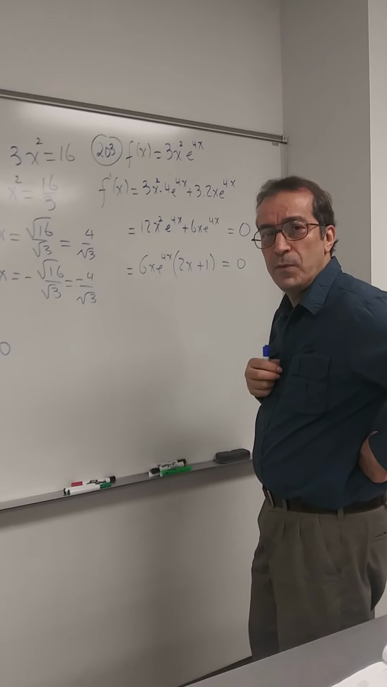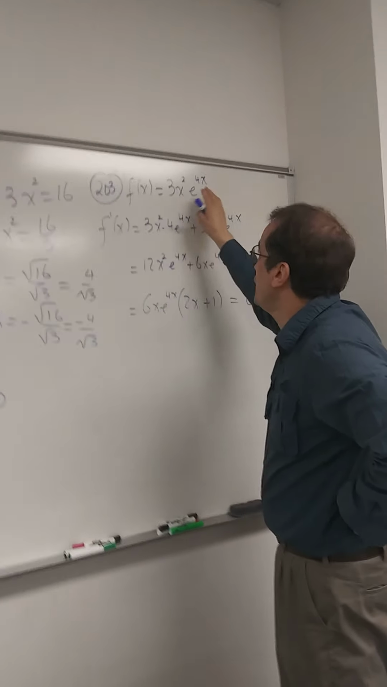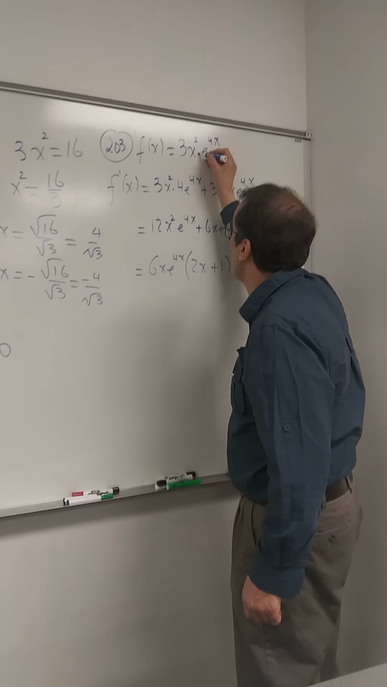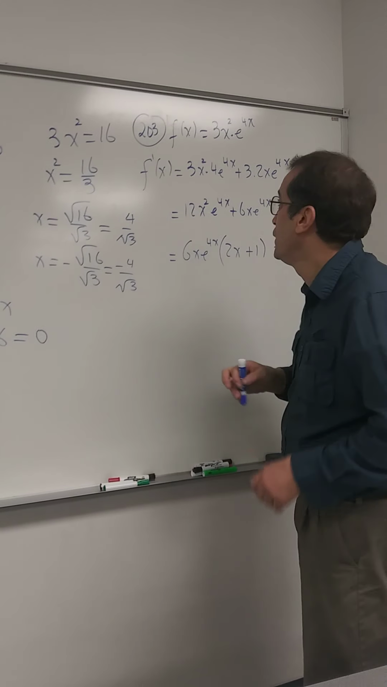I wrote this before just to save time. f(x) = 3x² e^(4x). Okay, now we have two functions. This is a product of two functions, so to differentiate, we're going to use the product rule.